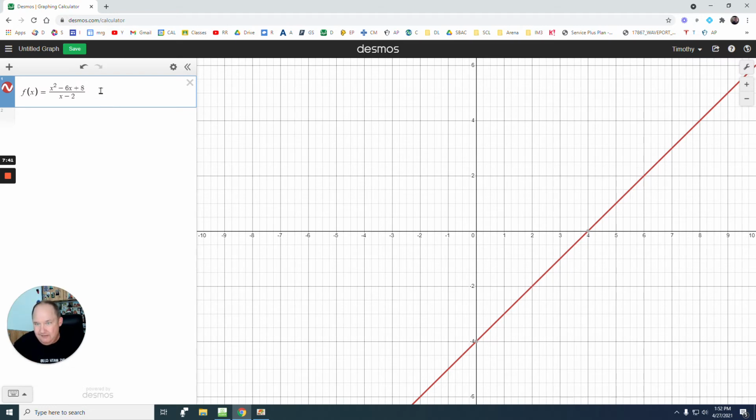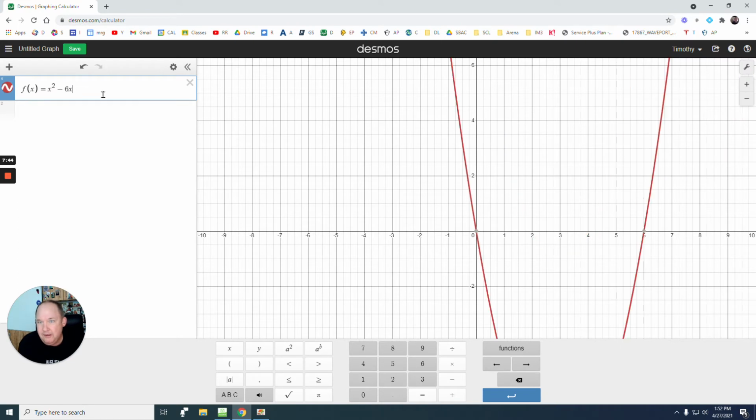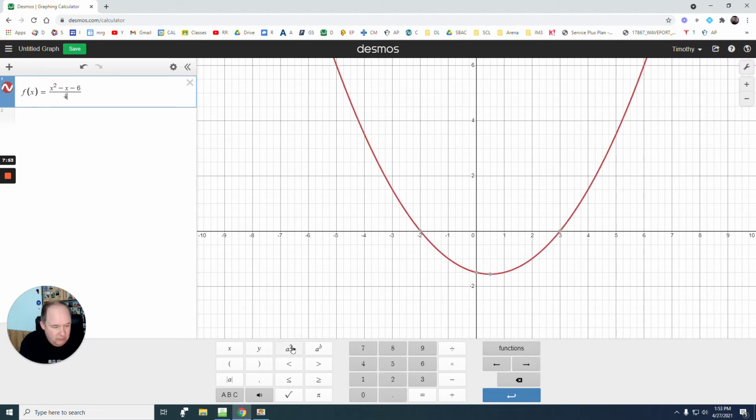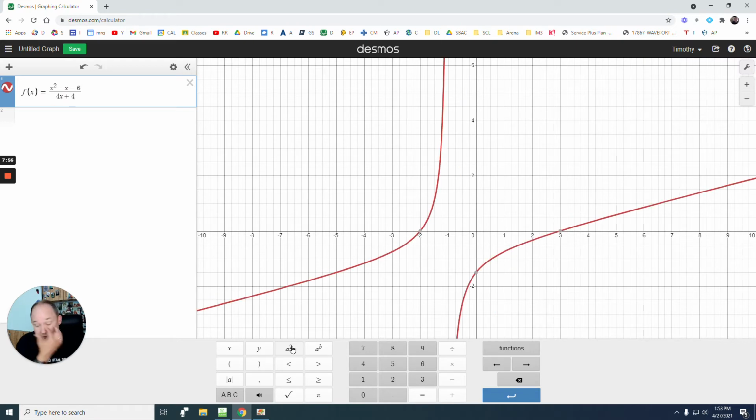For number 8, might as well write it in right here. So it's x squared, subtract x, subtract 6, over 4x plus 4. And so as x approaches negative 1 from the left, you can see here's negative 1. There's an asymptote there. From the left, it's going to infinity. But from the right, it's going to negative infinity. They go in different directions. They're not approaching the same number, so the limit doesn't exist. But the one-sided limit does exist.